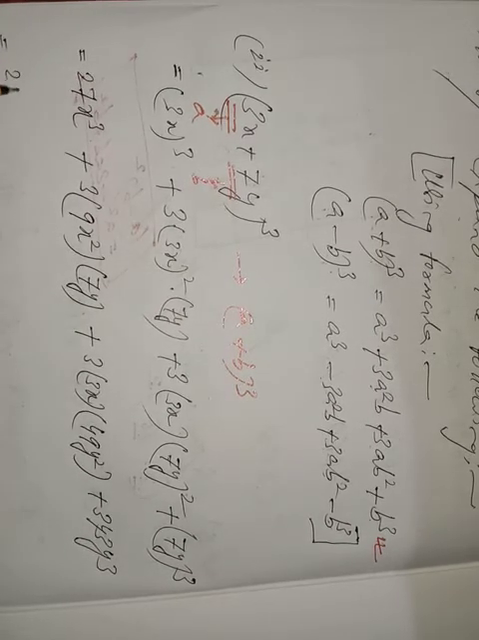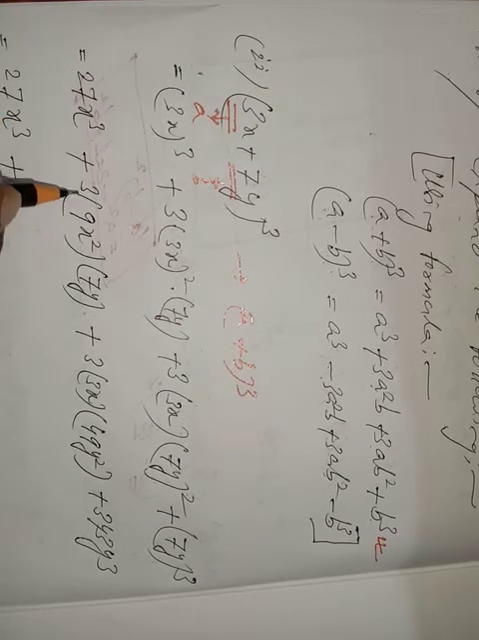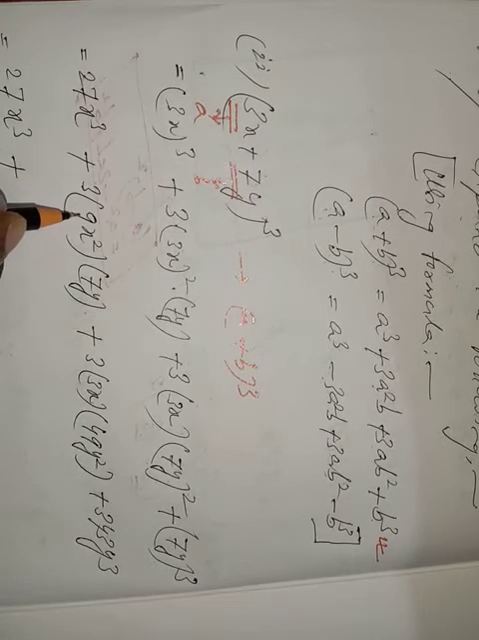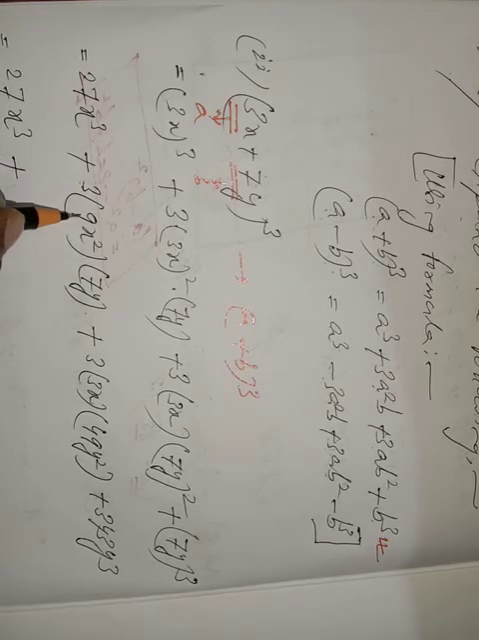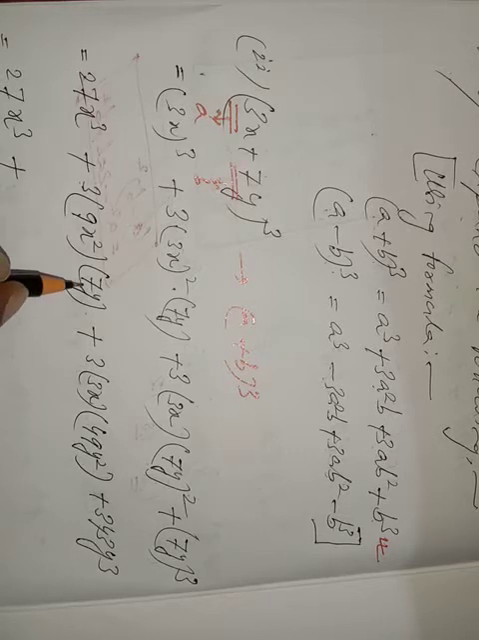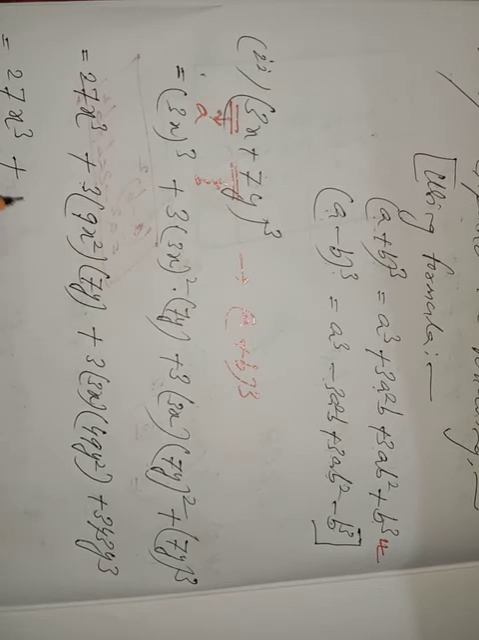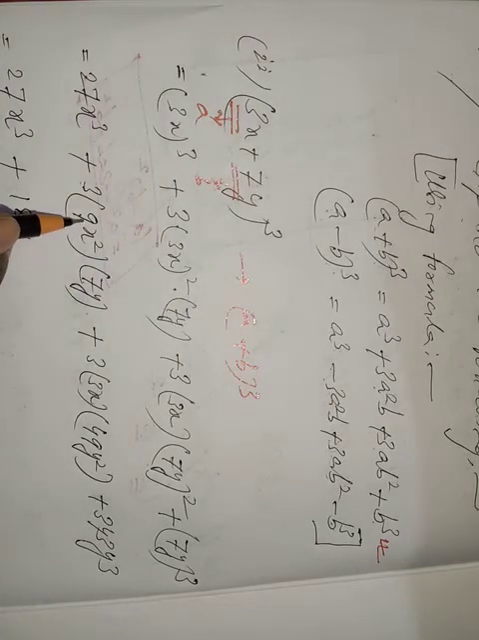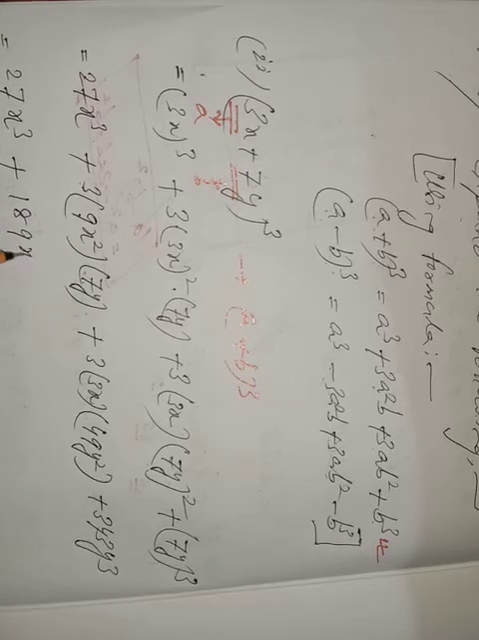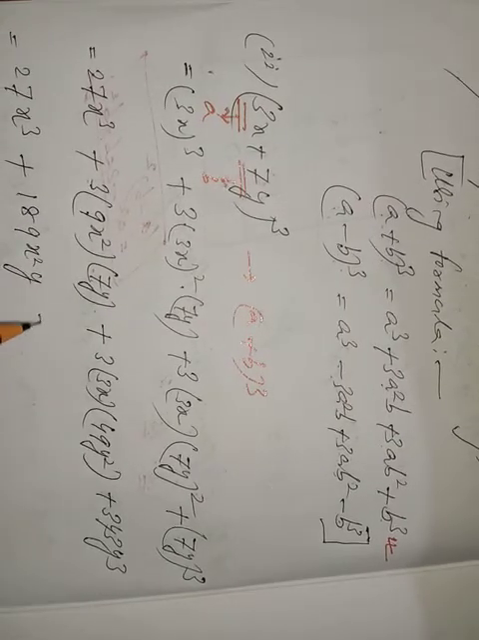Next, 27x cube. You have to simplify here. See, 3 9 is 27. 27 into 7. Again repeating, 3 into 9 is 27, 27 into 7, the result is 189. And x square y. Here you see, 3 3 is 9.